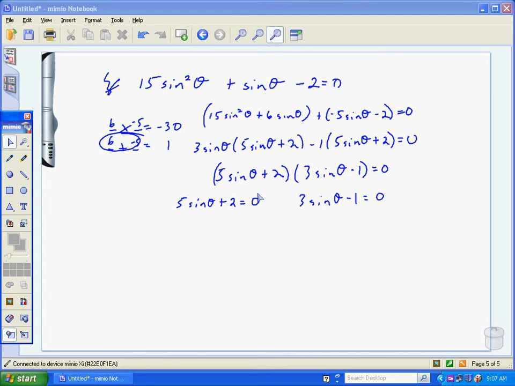And when I isolate this first one, I get sine theta equals negative 2/5. And 3 sine theta minus 1, and solve that one. Add the 1 over, divide by 3. Okay, beautiful.